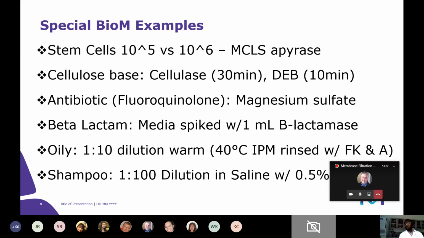There was another situation where it was an antibiotic from the beta-lactam group.